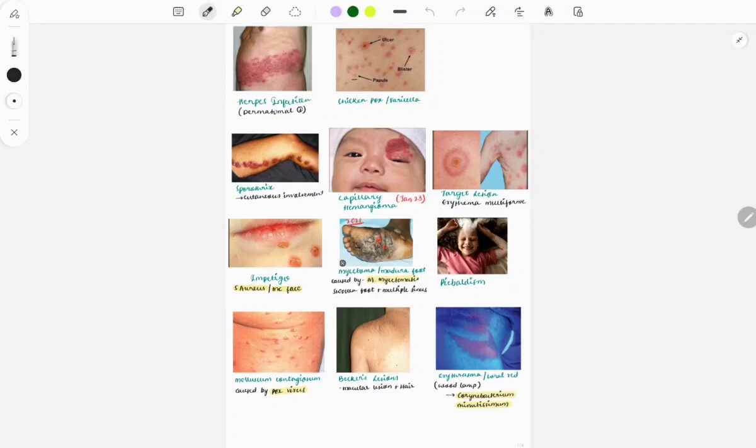So in this video we will look at some important images from dermatology. I have covered those images which were asked in the previous years in the FMGE.